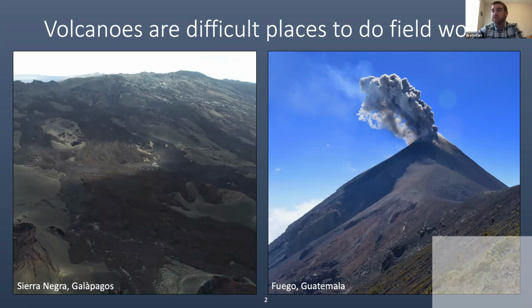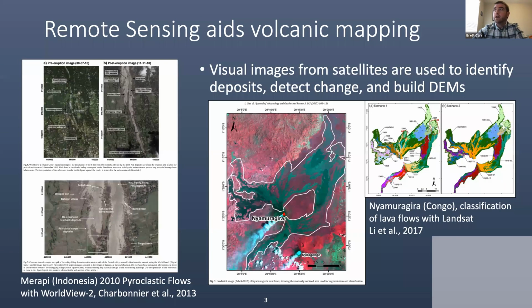For these reasons, for a number of years, remote sensing applications from a variety of platforms have been very useful for the mapping of volcanic deposits, in addition to a number of other applications to volcanic systems. But for this talk, I'll be talking in the context of mapping and identifying volcanic deposits remotely.